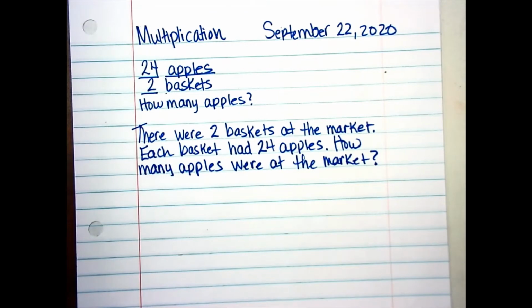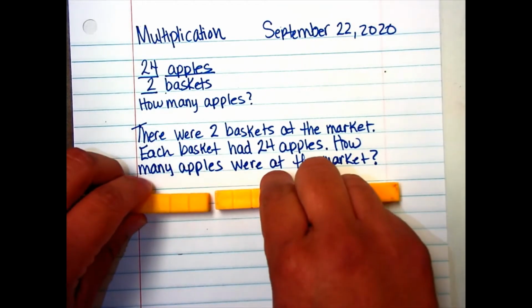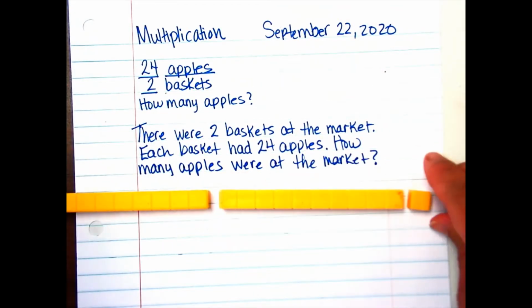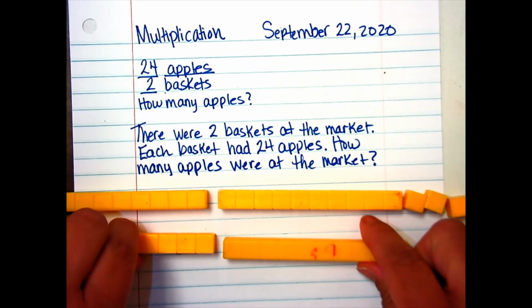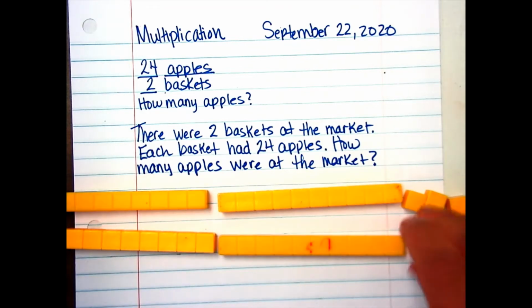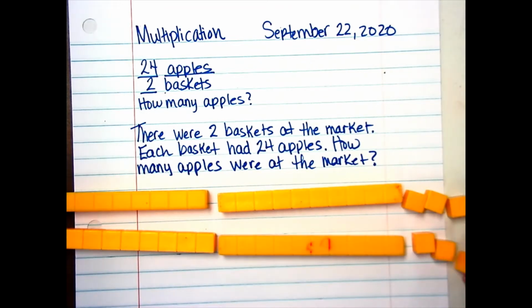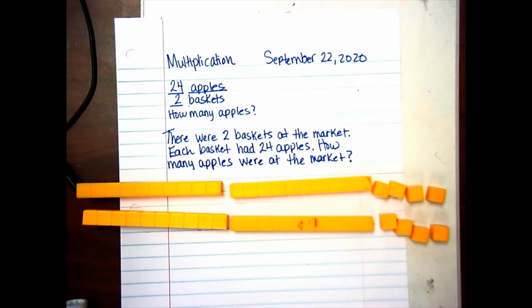So let's go ahead and build it. So I'm just reviewing really quick what we did yesterday. So we're going to build 2 rows with 24 in each. So here's 10, 20, 21, 22, 23, 24. I'm going to build another 24, 10, 20, 21, 22, 23, 24. So these are my 2 baskets. And each basket had 24 apples.